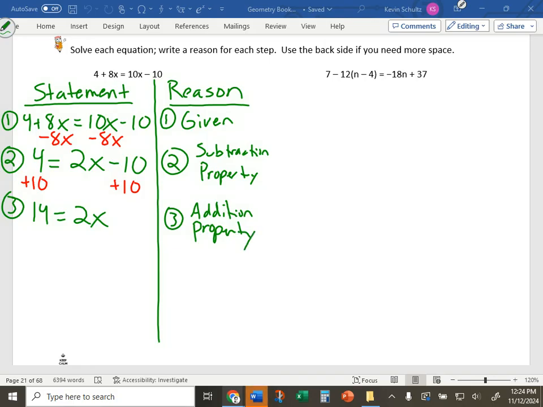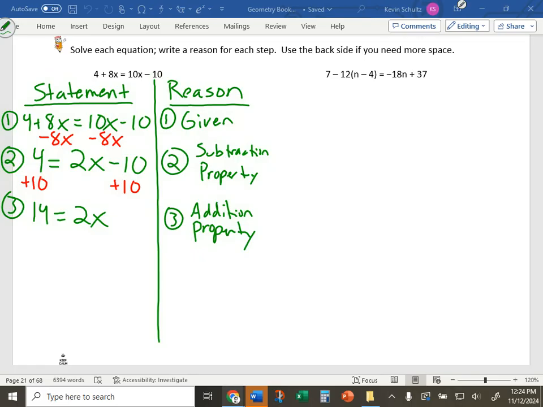Are you kind of seeing how this is playing out here? You make a statement, you defend it. You make a statement, you defend it, until we solve it. Well, we're not done yet, but that's what we're getting to.